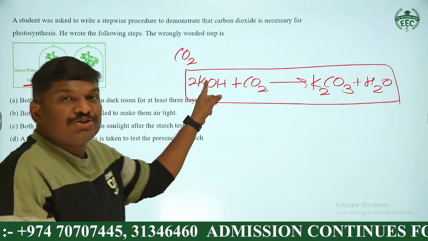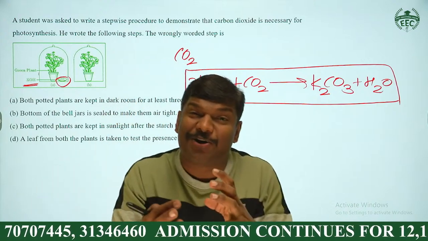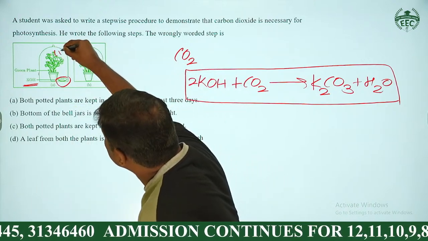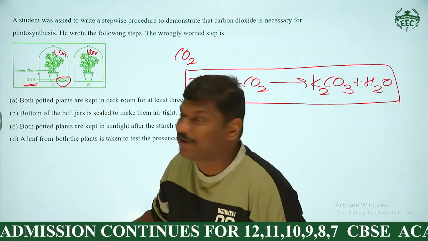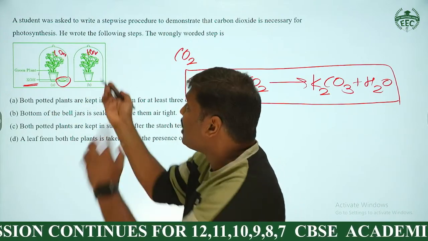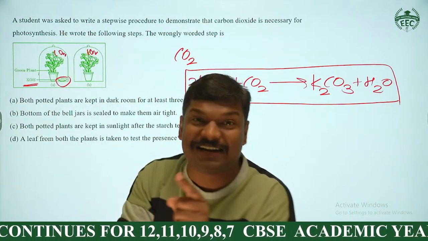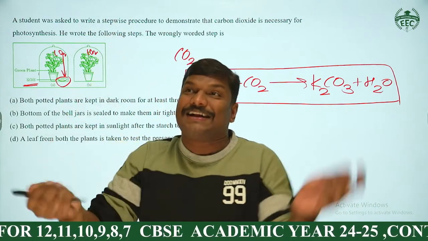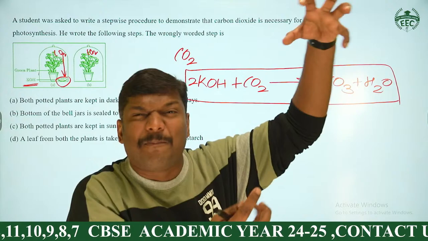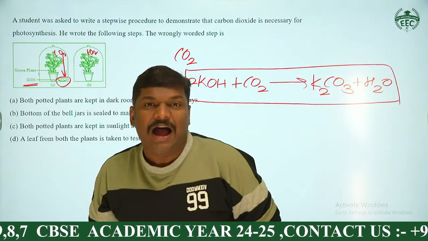And here you can see, what will happen to carbon dioxide? Here carbon dioxide is there, my dear student, and here also carbon dioxide. Bell jar A is having carbon dioxide, bell jar B is having carbon dioxide. But what will happen to the carbon dioxide in bell jar A? The carbon dioxide is absorbed by KOH. The carbon dioxide inside the bell jar is completely absorbed by potassium hydroxide.